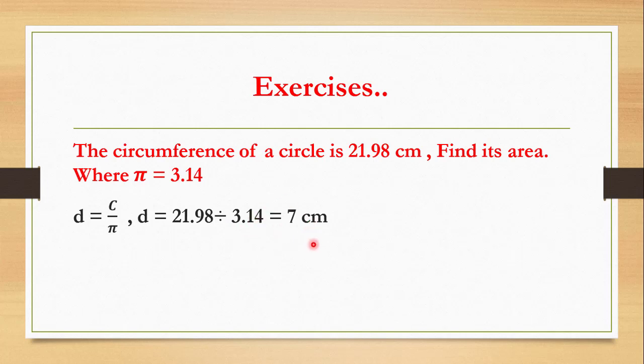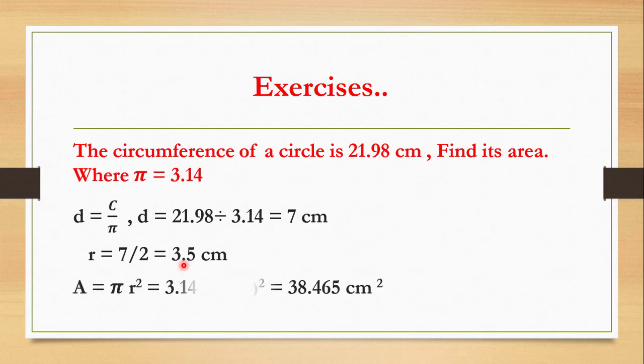So just divide the diameter by 2. We said before the radius is half the diameter. So the radius will be 7 divided by 2, which is 3.5. Okay, now we have the radius. Then I can calculate the area. Pi R power 2. Pi is 3.14 times 3.5 power 2. Don't forget power 2. It equals approximately 38.465 centimeters squared.